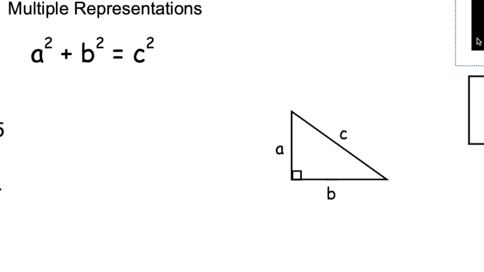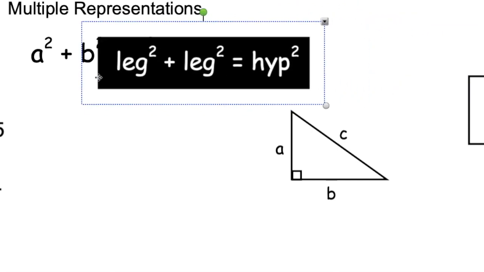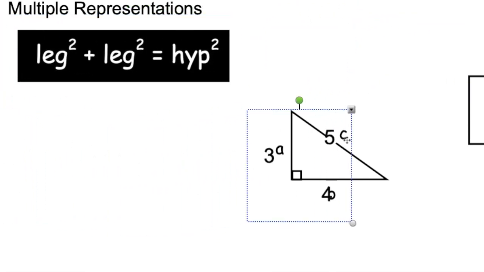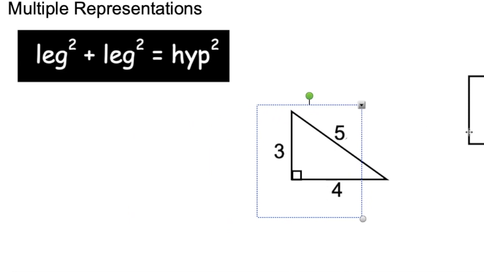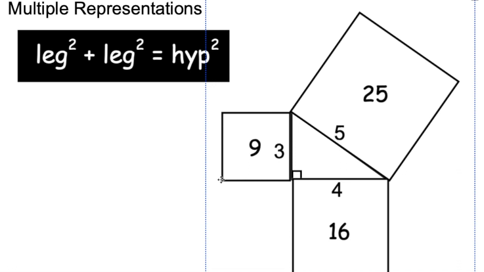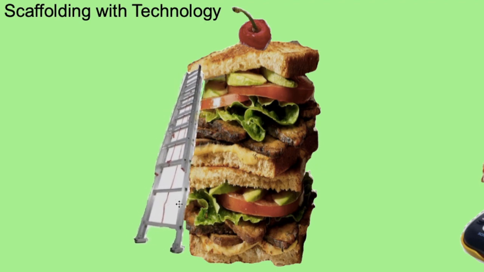A squared plus b squared equals c squared rolls nicely off the tongue, but it doesn't do anything to inform. Here's a better way to think about it. Leg squared plus leg squared equals hypotenuse squared. Now let's substitute some real numbers for the side lengths, and now let's add some squares. Remember that ladder? That's a metaphor for scaffolding.